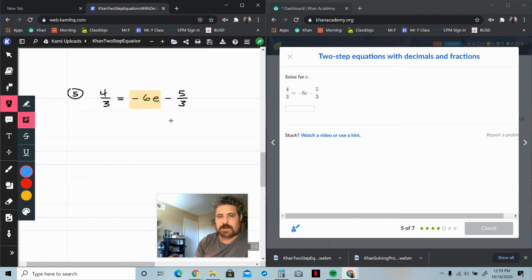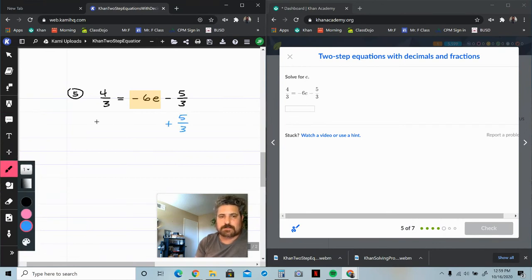How do you undo minus 5/3? Well, you'd add 5/3 to both sides. So you're going to add 5/3 to both sides. What is 4/3 plus 5/3? That is 9/3. So 9/3, or alternatively 3, is equal to negative 6e.